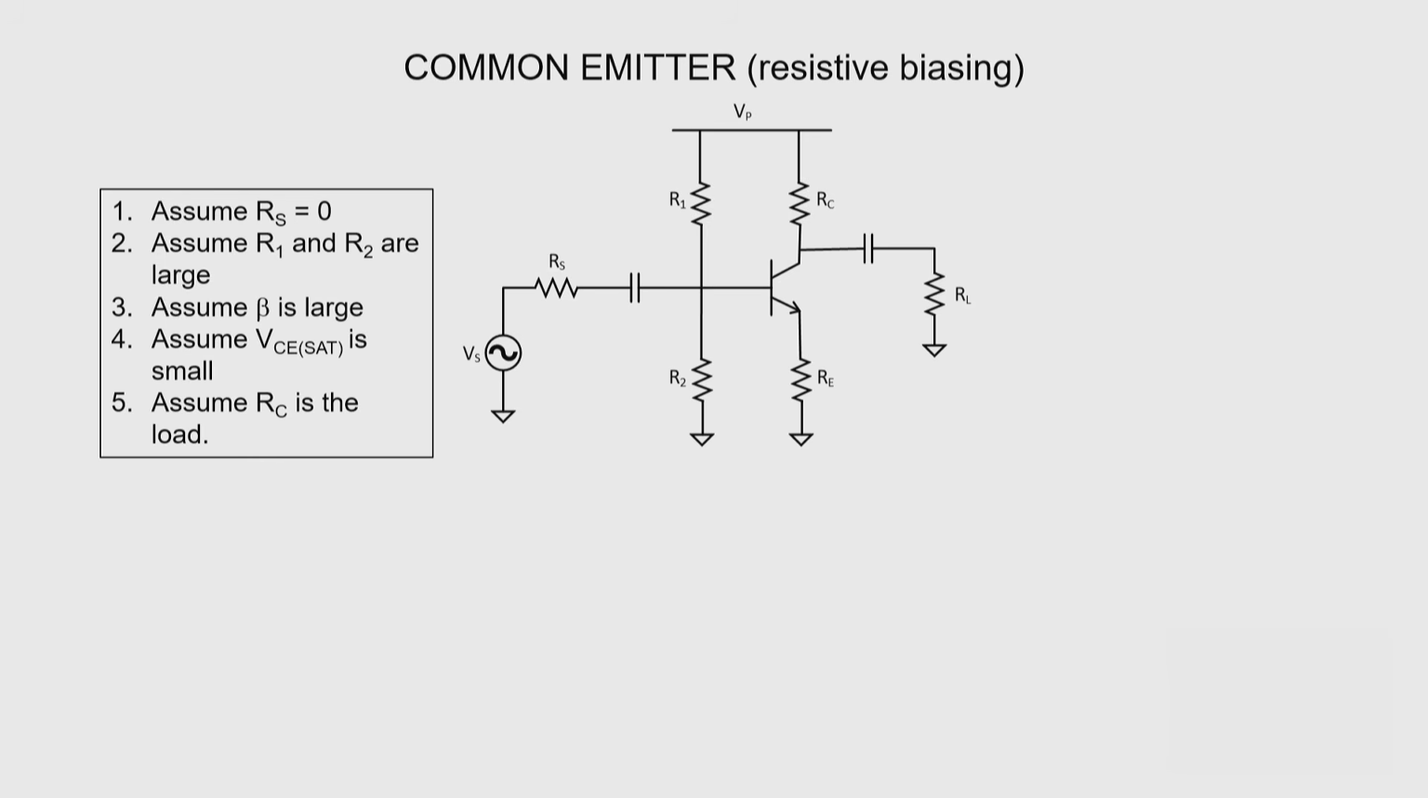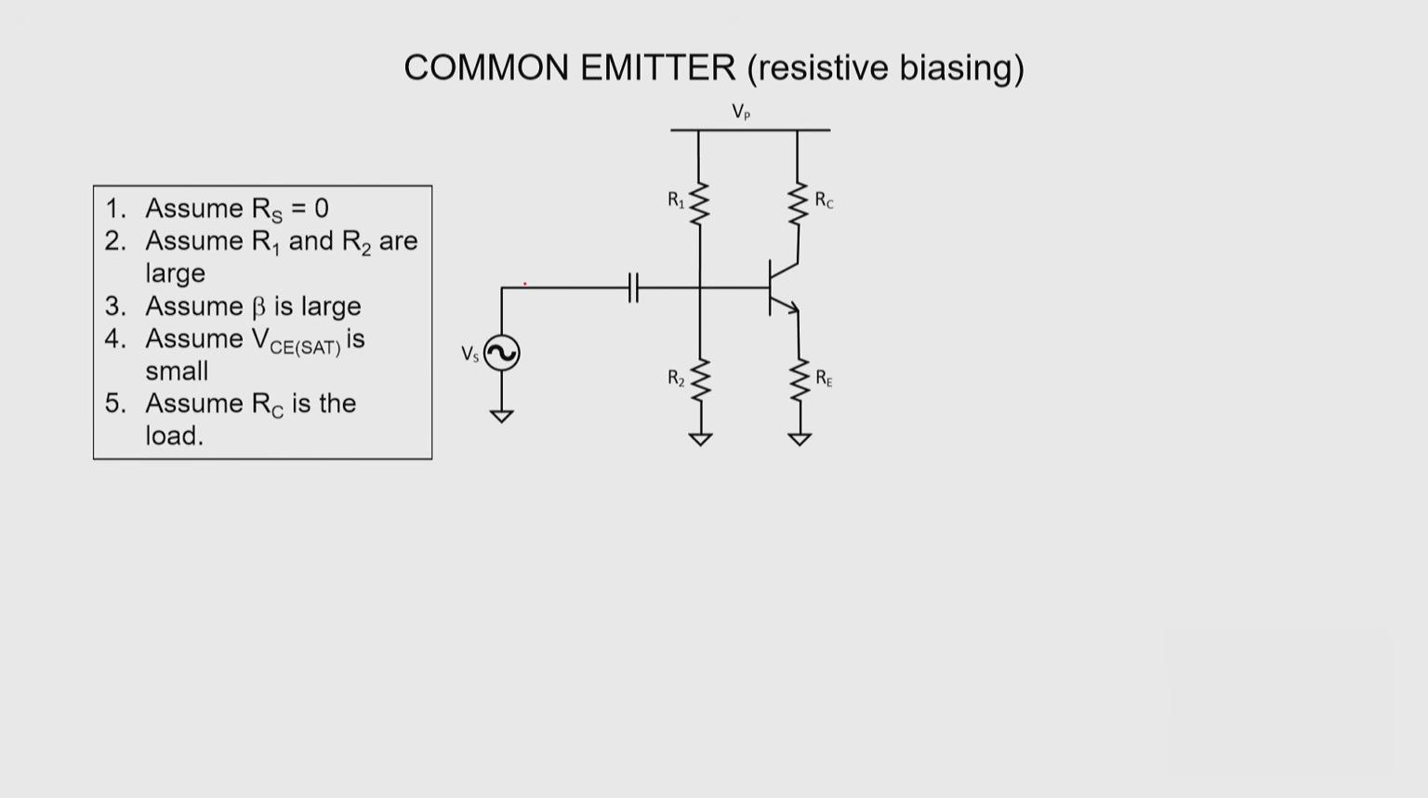Let's now look at common emitter amplifiers. We're going to start with the same assumptions. I'm going to assume a very small source resistor. I'm going to assume that R1 and R2 are large, that the saturation voltage of the transistor is negligible. And in this case, to start off, we're going to assume that our load resistor is rolled into our collector resistor. In a common emitter amplifier, we have an AC signal that makes it to the base of our transistor and then shows up at the emitter.